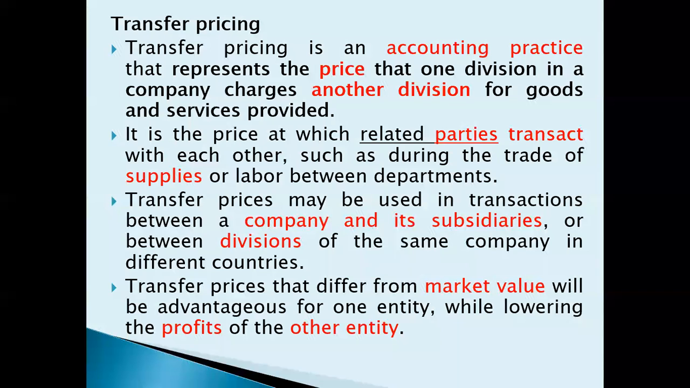Now look towards this theory. It is the price at which related parties transact with each other, similar kinds of companies, such as during the trade of supplies or labor between departments. There will be a trade or transfer of labor or goods. At that time, this transfer pricing will have to be decided. Transfer prices may be used in transactions between a company and its subsidiaries, or between the divisions of the same company, among different countries. They can be in different states or different countries.